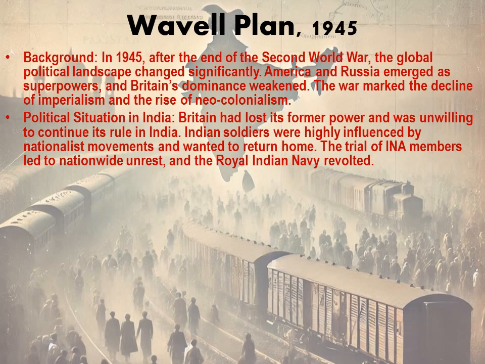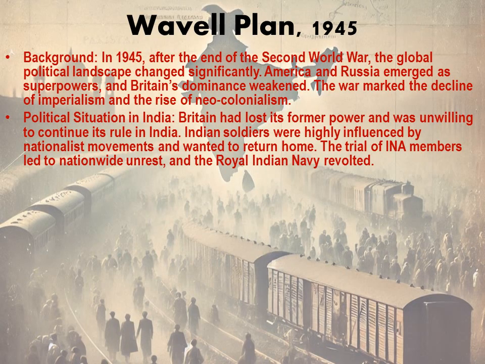So, what was the political situation in India? By this time, Britain had lost its former power and was unwilling to continue its rule in India. Indian soldiers were highly influenced by nationalist movements and wanted to return home. The trial of INA members led to nationwide unrest and the Royal Indian Navy revolted. So, three things were going on.